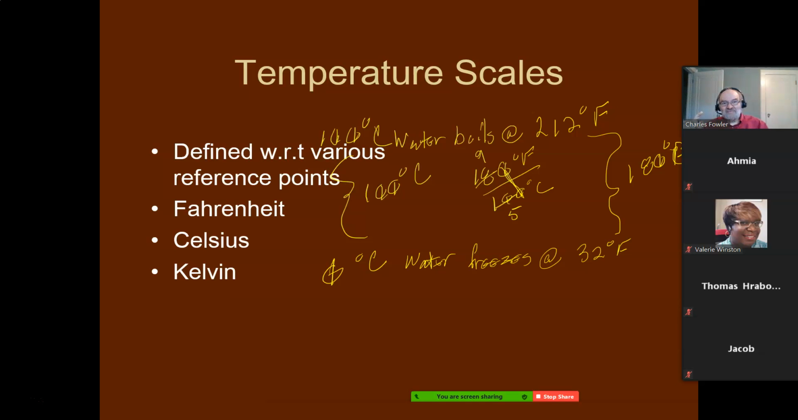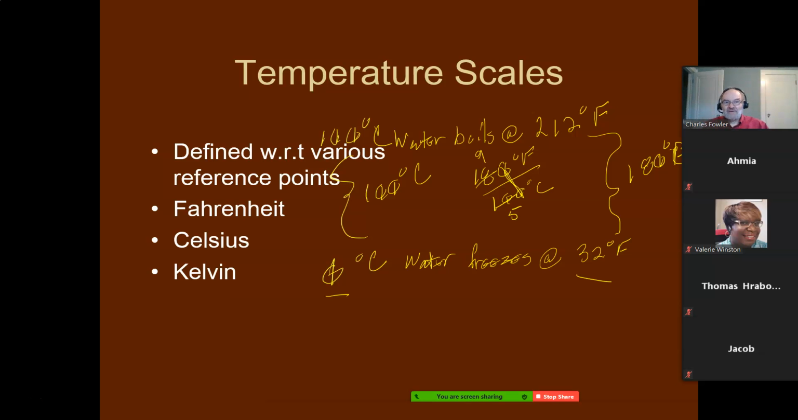Okay, 9 to 5. That's a ratio you need to remember. 9 degrees Fahrenheit is equivalent to 5 degrees Celsius. Not quite 2 to 1, but close to it. Okay. Now the other issue you have is that water freezes at 32 degrees Fahrenheit, but at 0 degrees Celsius. So your endpoints are different as well. All right. Now let's get back to the Kelvin scale.